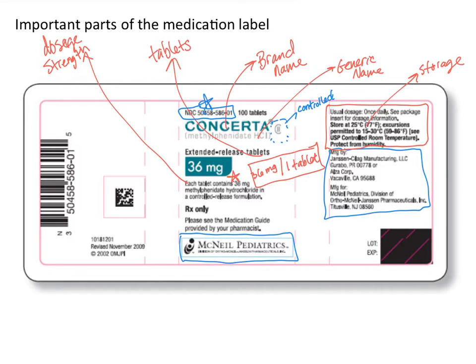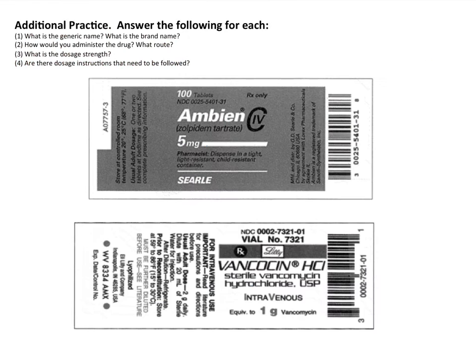Let's look at the next page for some more examples. On this page, we're given 2 additional labels, and I'm asking you to find 4 things. What is the generic name and brand name? How do you administer this drug? What route? What is the dosage strength or concentration? And are there any particular instructions that you need to follow? So if you're watching this video and you're going over the guided notes, I would pause the video and see if you can answer these 4 questions. Find the important pieces that satisfy these questions on these 2 labels. Once you're done, go ahead and hit play and see what you found with these labels.